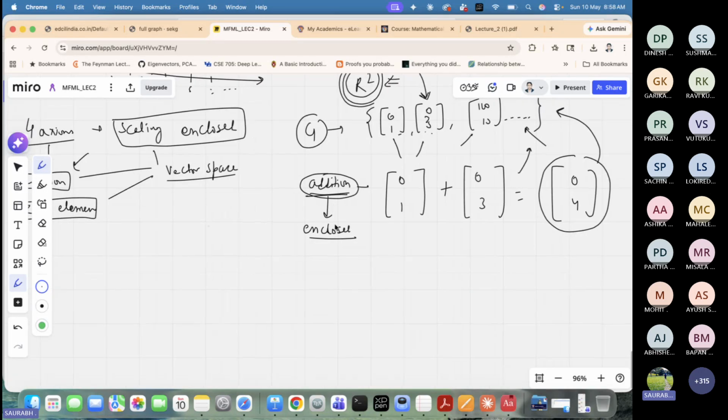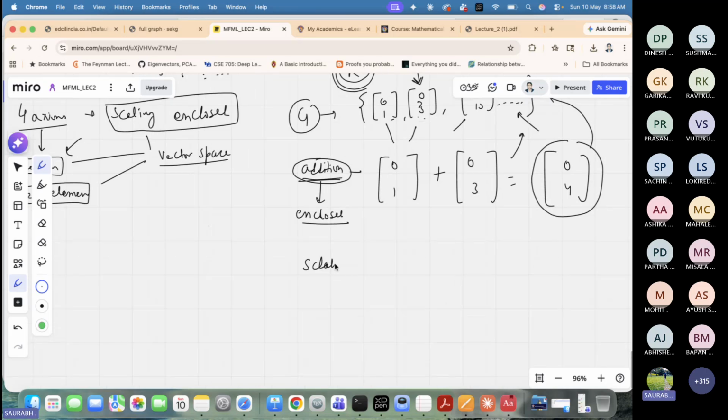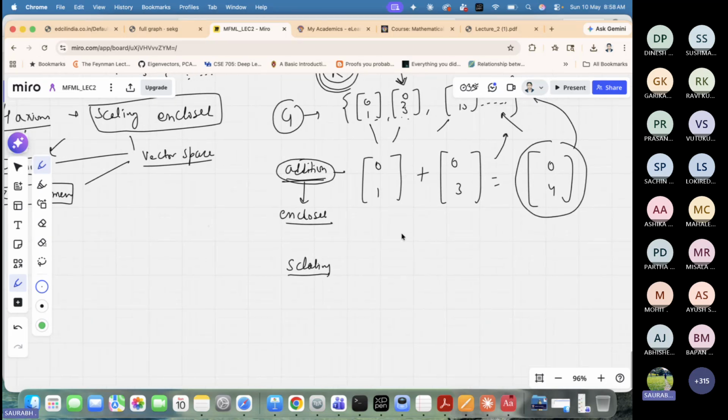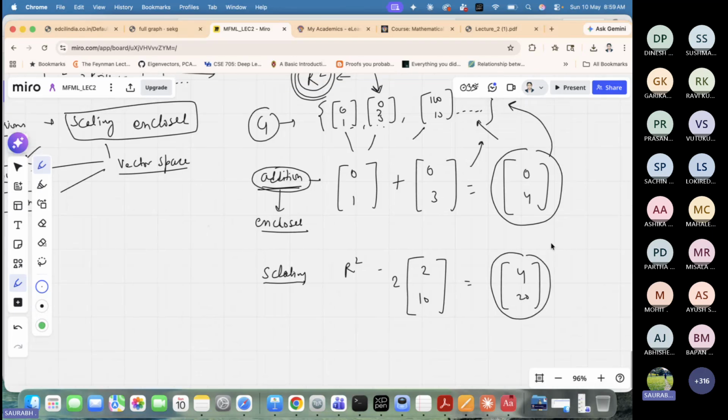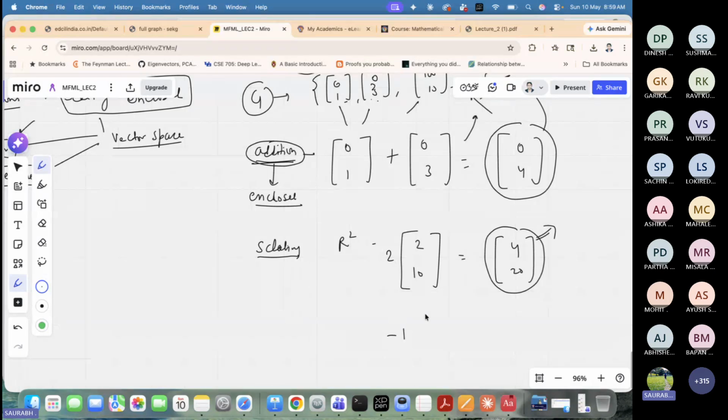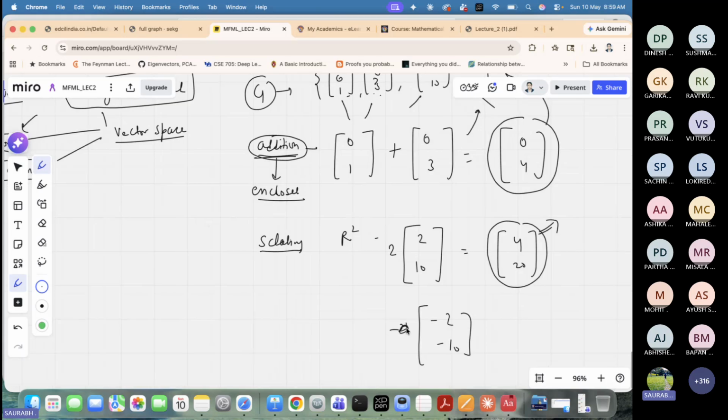Now think about scaling, as in take any two vectors from R2. Let's say we take some different vectors, 2 and 10. If we scale them with a number 2, what would be the output? The output would be 4 and 20. Because we said the set is all possible two-dimensional vectors, this is already a part of that set. Similarly, if we scale it with -1, I will get -2, -10.